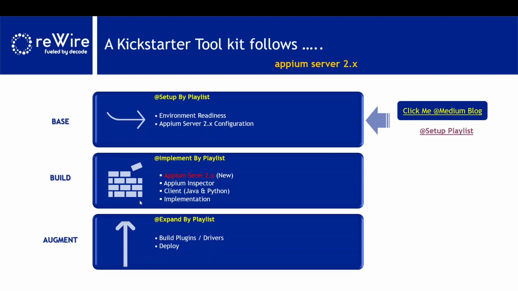the implementation part will cover a few methods which are very key in Appium automation for any Android or iOS app automation. And then finally, once I settle on the base and build, slowly I'll release the augment phase as well. So here is a separate page where I'll talk about the development of plugins and drivers. That is in the third phase. It may take some time, but I wanted to see how these two playlists reach the audience.